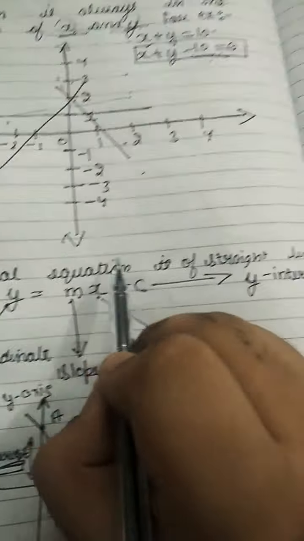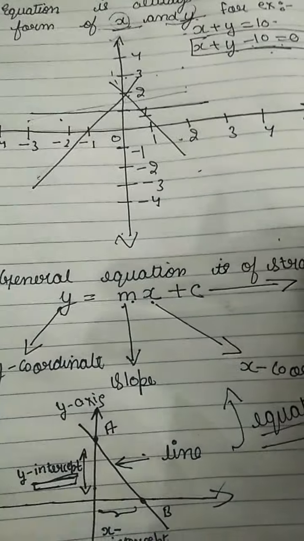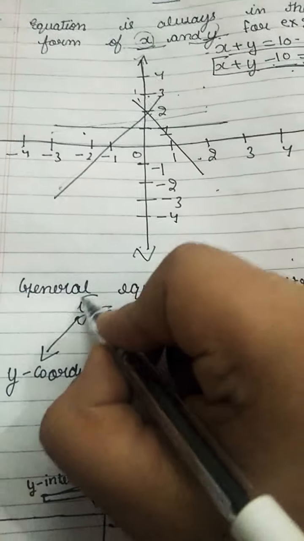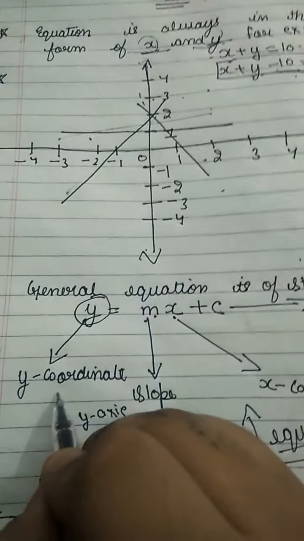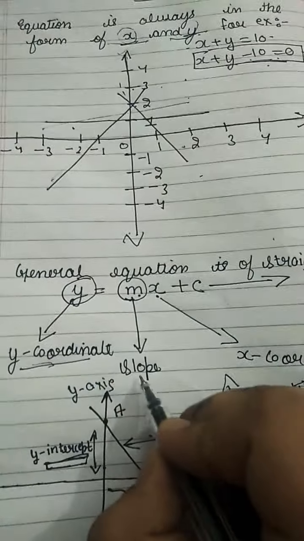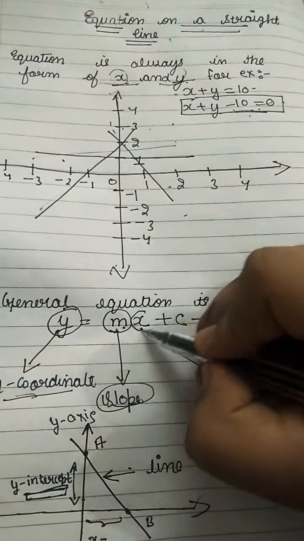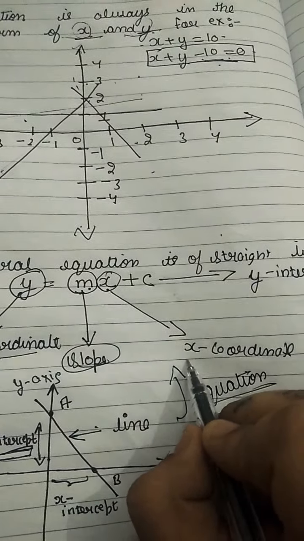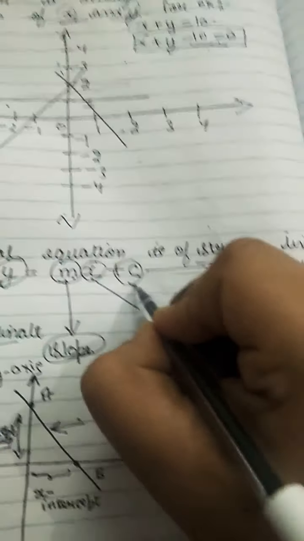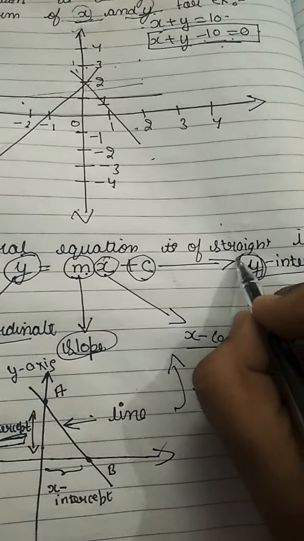The general equation of a straight line is y is equal to mx plus c. This is a general equation, okay, where y is the y coordinate, m is the slope, which I'll be telling you further what is the slope, x is the x coordinate, and c is the y intercept. Mind it, y intercept.